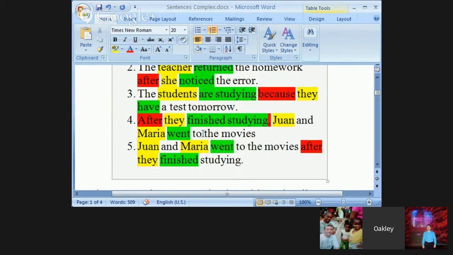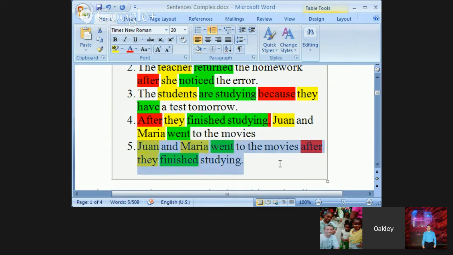Last example. Notice a slight difference here. After they finished studying, Juan and Maria went to the movies. I have two subjects in my independent clause. That's no problem. An independent clause can have two or more subjects. An independent clause can have two or more verbs. That's not a problem at all.